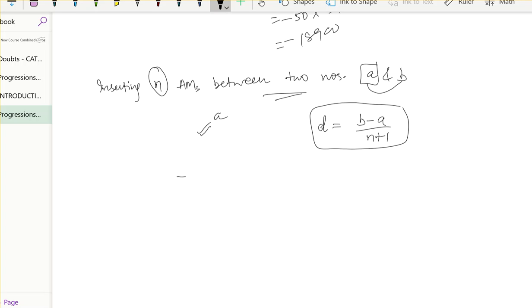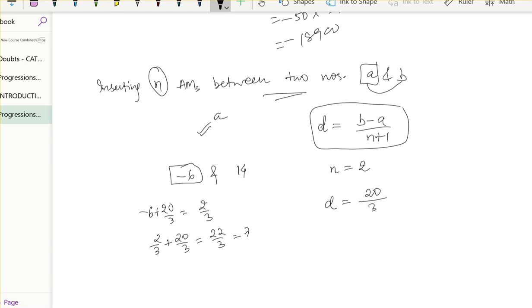Okay, so in the given question, minus 6 and 14, this is A, this is B. Two arithmetic means are to be inserted, so n is equal to 2. D will be B minus A, that is 14 minus minus 6, that is 20, by n plus 1, that is 2 plus 1, 3, 20 upon 3. So, first number is minus 6, the number itself, then we add 20 by 3 to this. Minus 6 plus 20 by 3, we get 2 by 3. Okay. Then 2 by 3 plus 20 by 3, we get 22 by 3, that is 7 1 by 3.